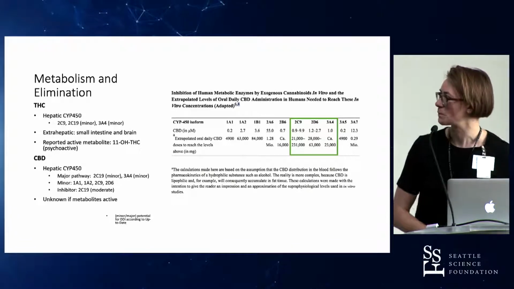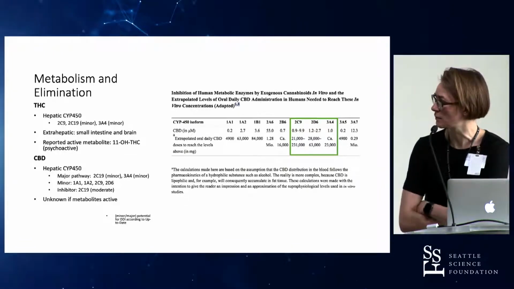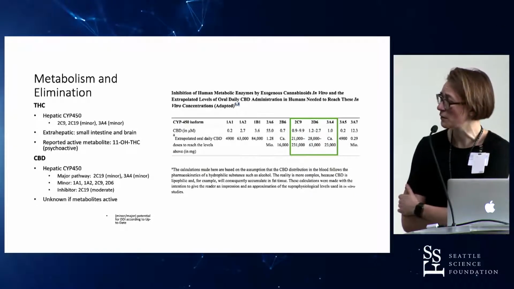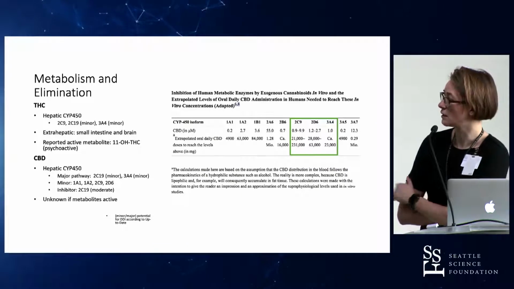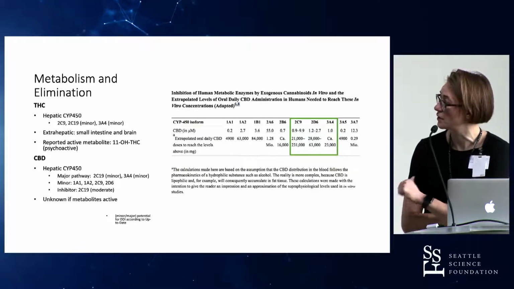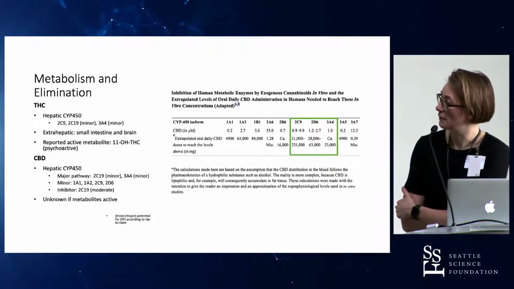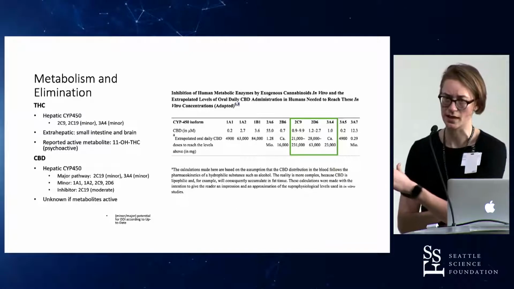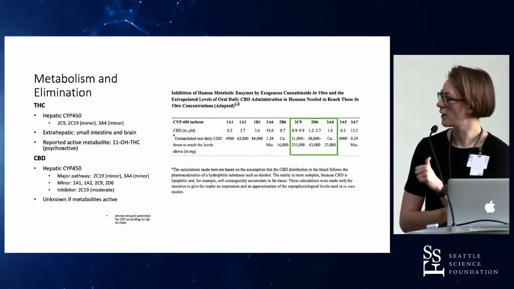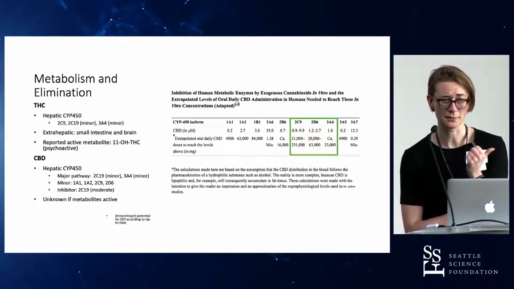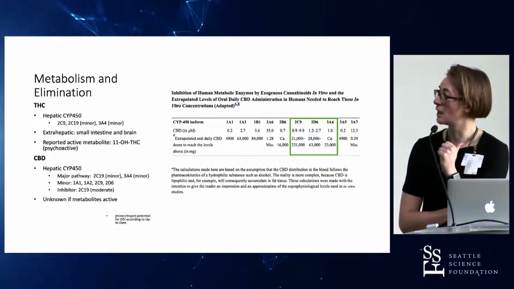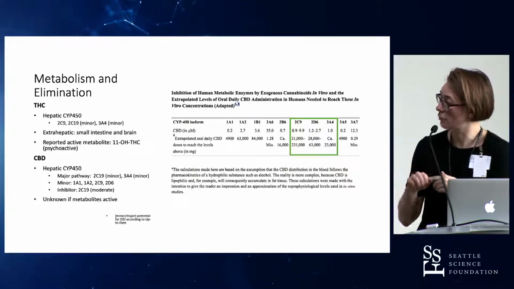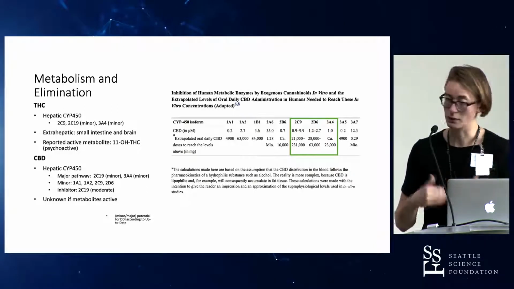Okay. So metabolism and elimination. We just looked at THC and CBD. They're both hepatically metabolized. THC is mainly through 2C9, 2C19, and minor 3A4. And then, like I said, it produces an active metabolite. The 3A4 system is how about 60% of drugs are metabolized. Big ones would be, in 2C9, warfarin, and 2C19 would be clopidogrel or omeprazole.